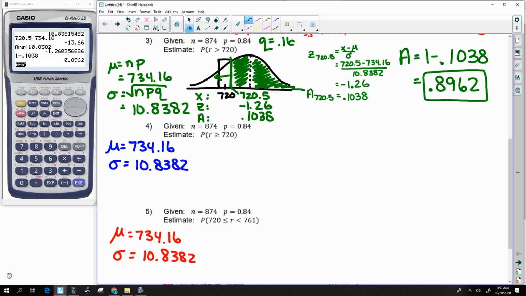Okay, next problem. Same question, but it's going to be greater than or equal to. So here we want greater than or equal to. That leaves this edge right here, which is a little bit below the 720. So that's going to be 719.5.